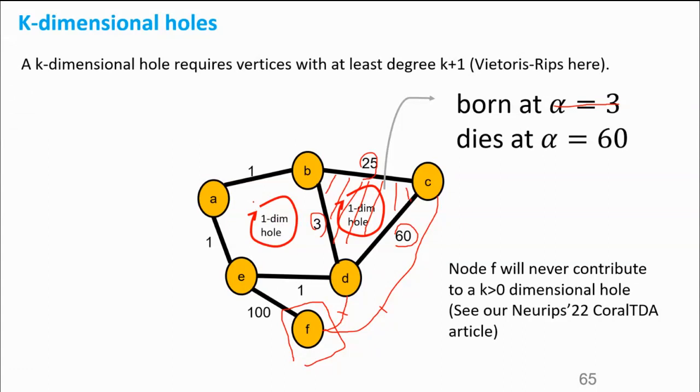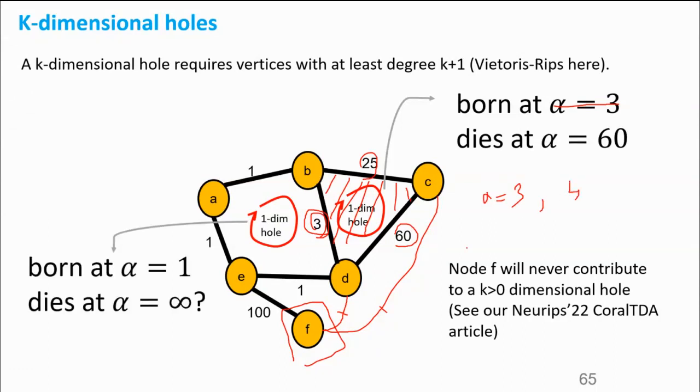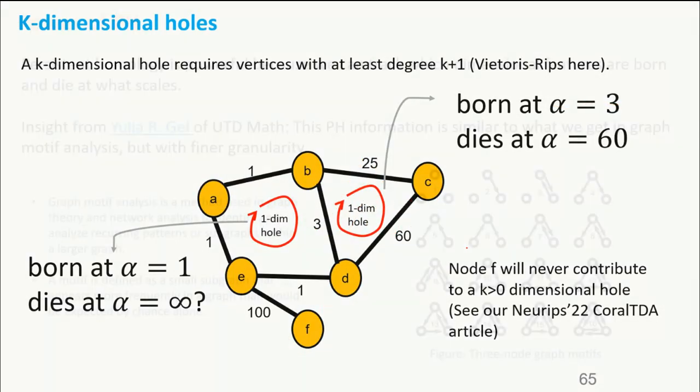In this case, this one-dimensional hole is born when you are at alpha 3. And then it dies when the threshold becomes 4. I need to update this slide. So yeah, it's born and then dies.